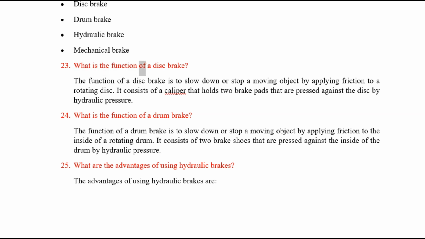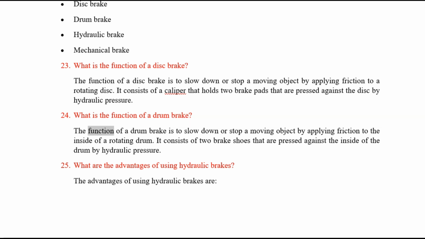What is the function of a disc brake? The function of a disc brake is to slow down or stop a moving object by applying friction to a rotating disc. It consists of a caliper that holds two brake pads that are pressed against the disc by hydraulic pressure.